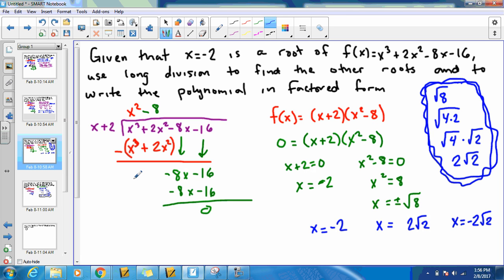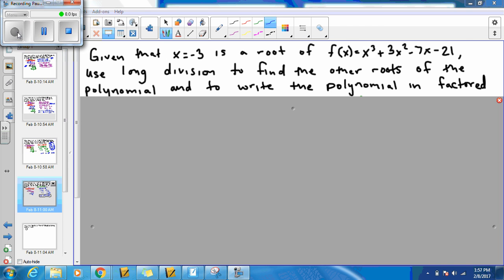All right, now it's your turn to try a problem. Given that x equals -3 is a root of f of x equals x cubed plus 3x squared minus 7x minus 21, use long division to find the other roots of the polynomial function and to write the polynomial in factored form. The form is right here.